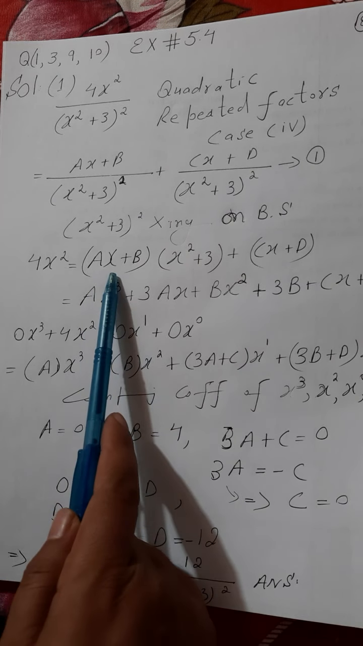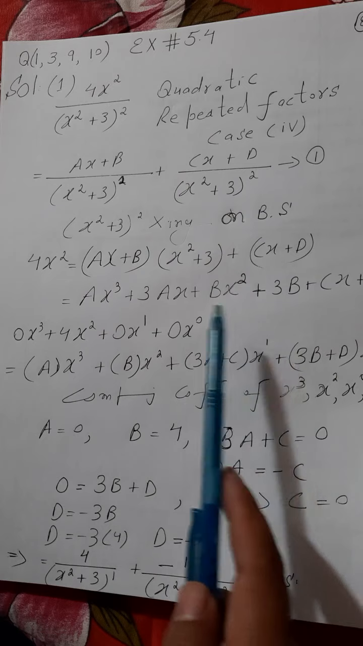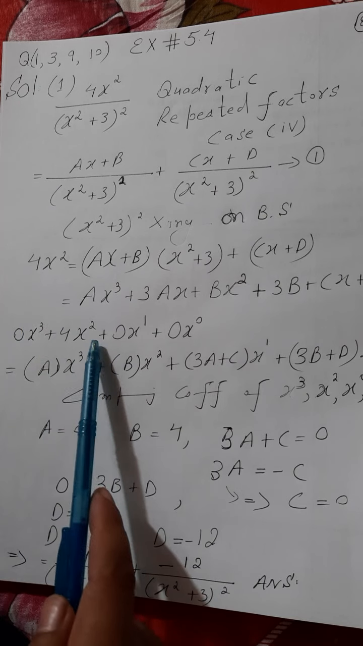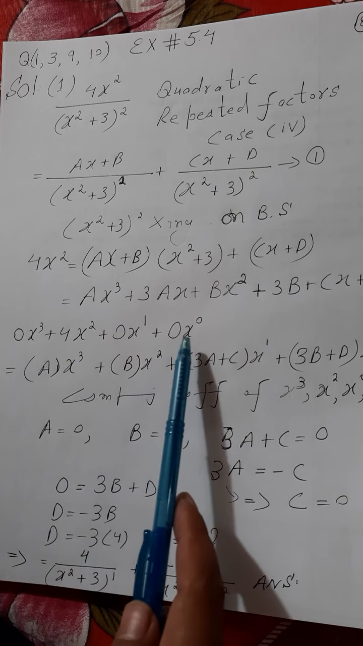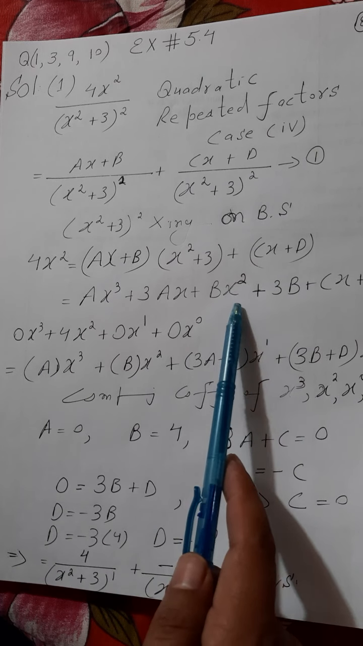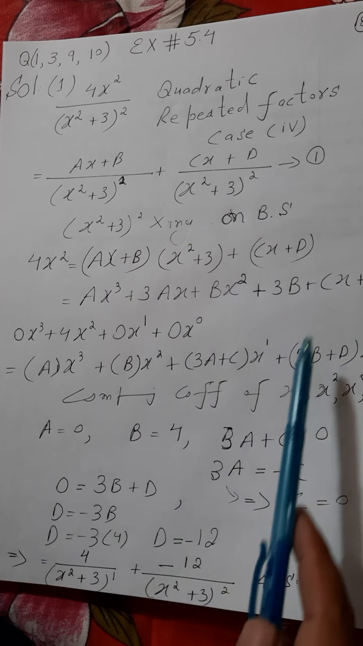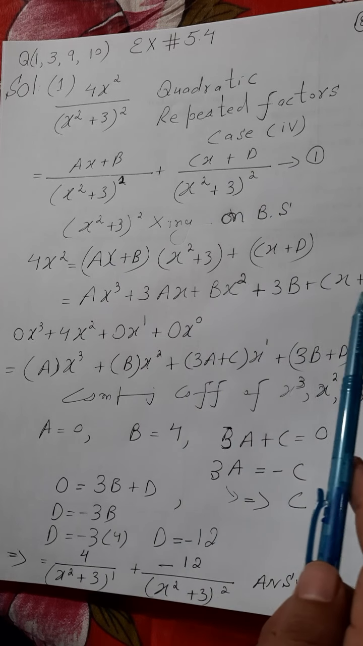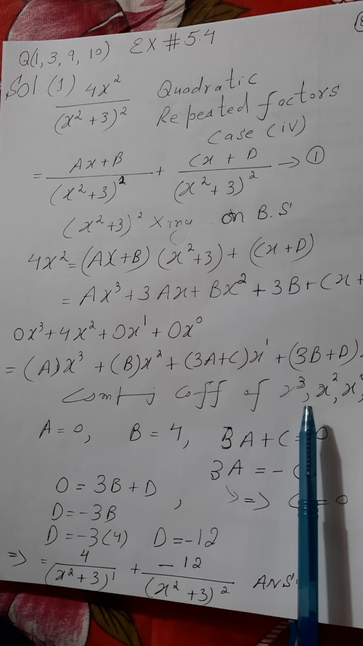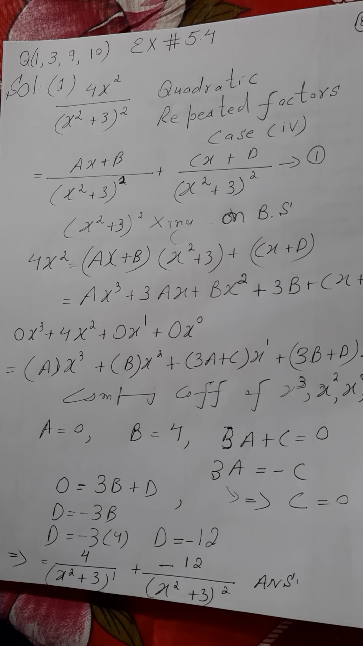So simplify that: ax cube and 3ax, bx square, 3b, and so on. There is no x cube, it means 0x cube. There is 4x square, no x, it means 0x power 1. There is no constant, so 0x raised to power 0. The coefficient of x cube is a, the coefficient of x square is b, and the coefficient of x is 3a plus c, x is common in this case, and the coefficient of constant is d and 3b, so x raised to power 0. So comparing coefficients of x cube, x square, x power 1, x power 0 respectively, we have the following values.